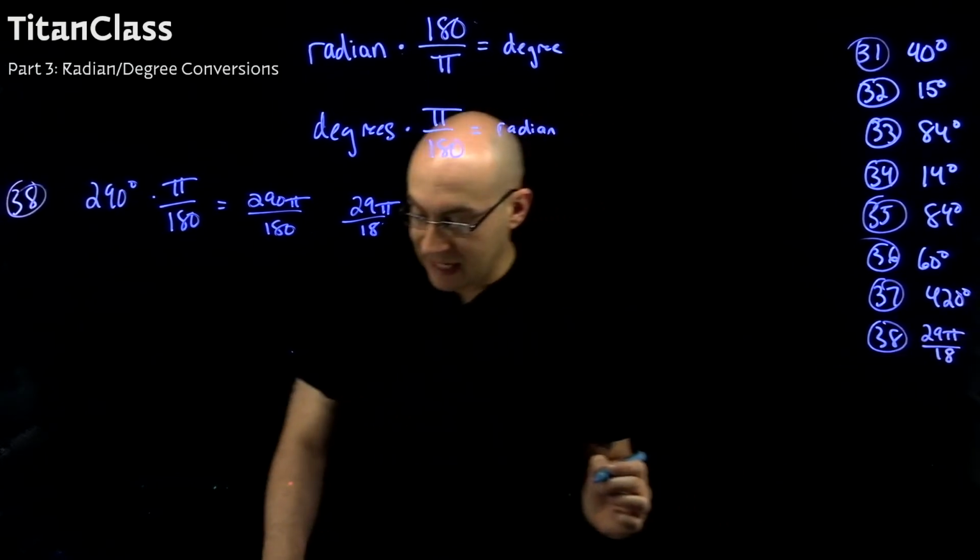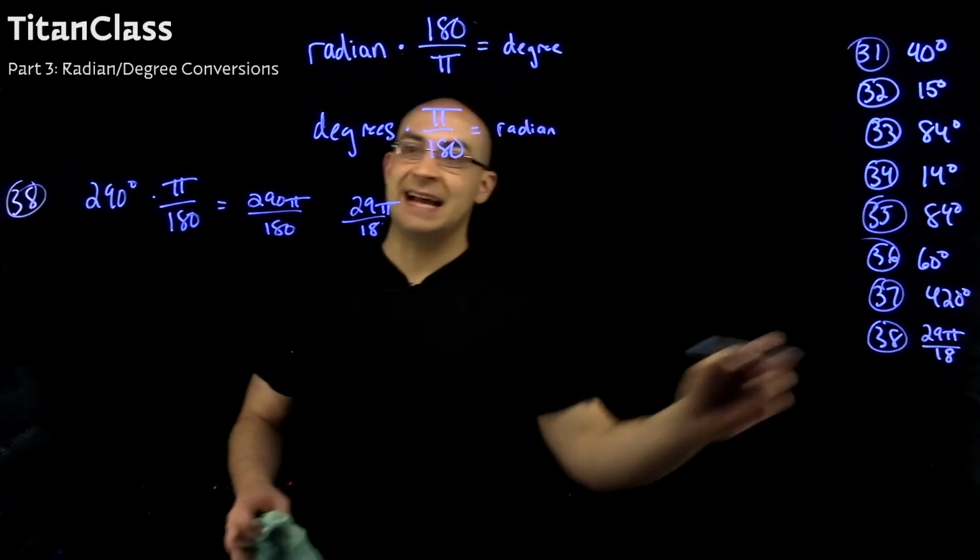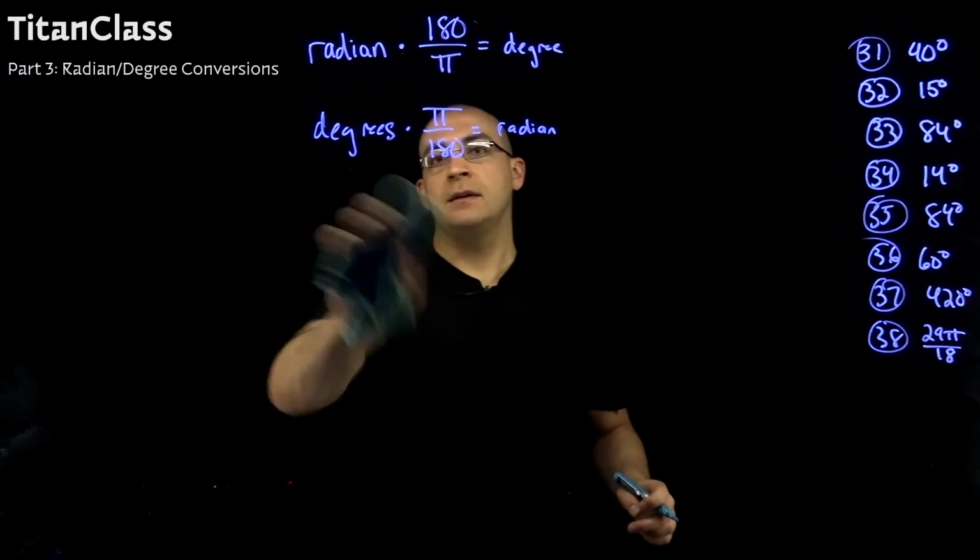We don't want to get the decimal values of this because that's messy. We want to leave it as such, okay? Because again, this is an exact measurement. Let's go to 39.